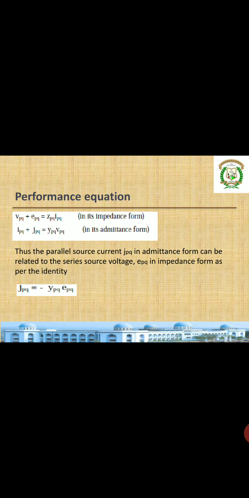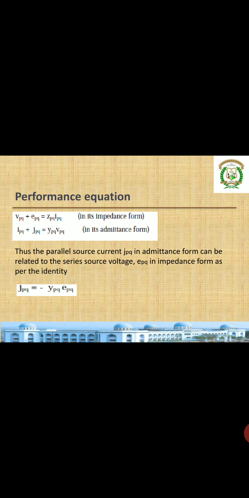See here, the performance equation we have taken is for only one element. If a number of elements are present, then we replace these with vectors. VPQ will be replaced with a vector; VPQ is the voltage between P and Q. Like that, many elements are there: 1, 2, 3. If an element has more than 2 nodes, then we give its own numbers, like voltage V12, V21, V13, V23. Different voltages are available, and all those voltages we can show in one vector. At the same time, EPQ is also in vector form.